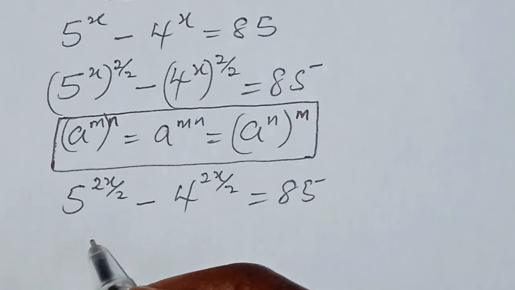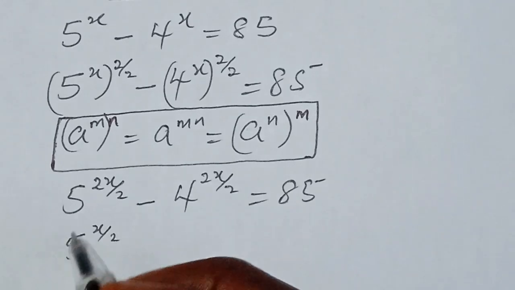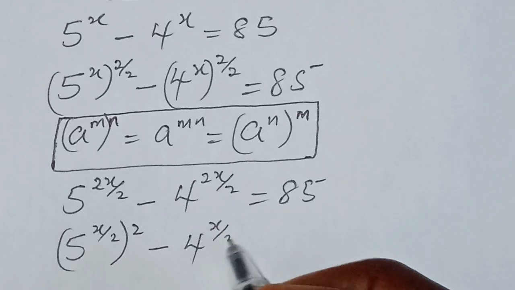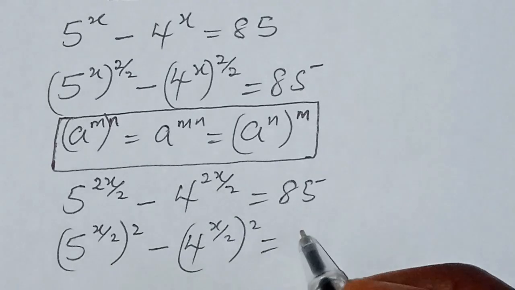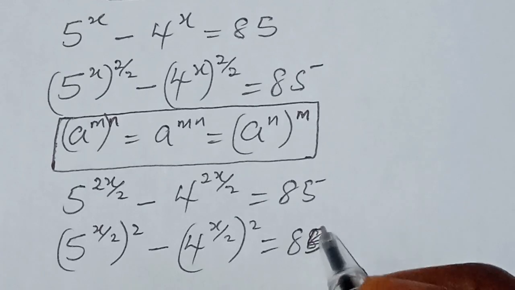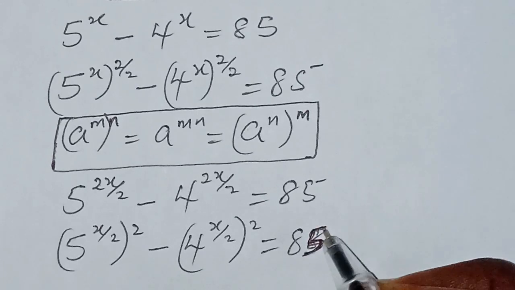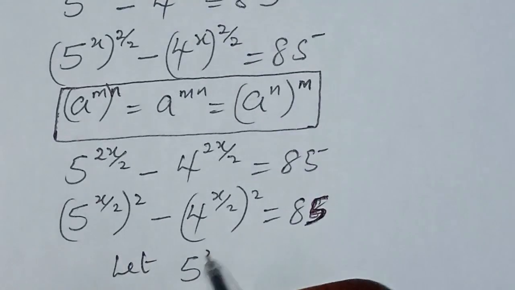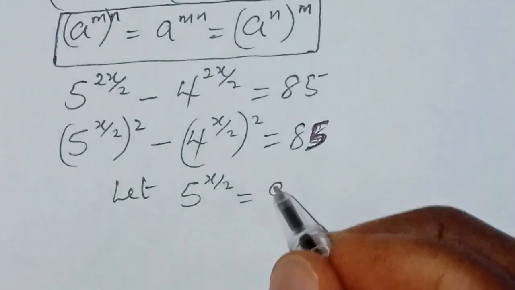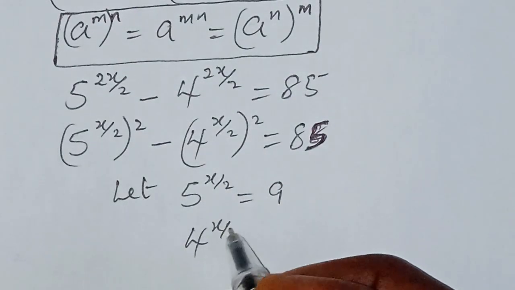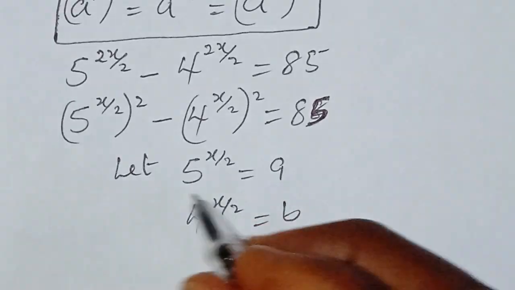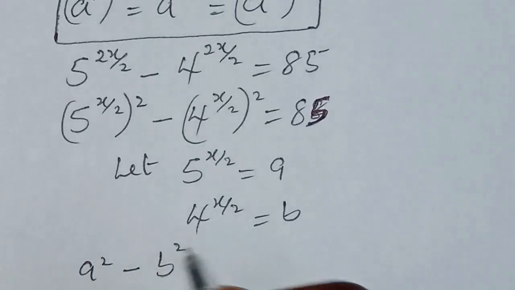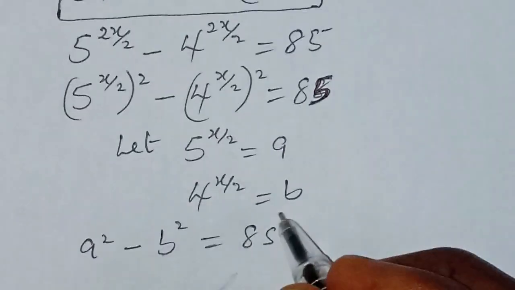And this can be written as (5 raised to the power x over 2) raised to the power 2 minus (4 raised to the power x over 2) raised to the power 2 equal to 85. So from here, we let 5 raised to the power x over 2 equal to a, and 4 raised to the power x over 2 equal to b. So we substitute that into the expression. We have a squared minus b squared equal to 85.